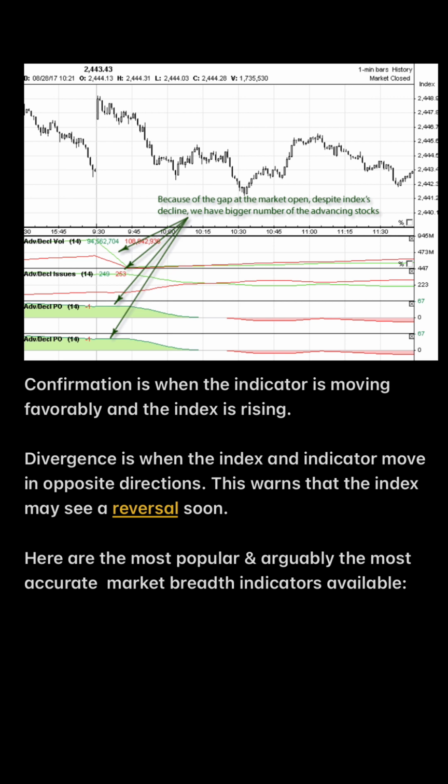Confirmation comes from when the indicator is moving favorably and the index is rising. Divergence is when the index and indicator move in opposite directions. Now, this divergence warns that the index may see a reversal soon. Here are the most popular and arguably the most accurate market breadth indicators available, with a description of each one.